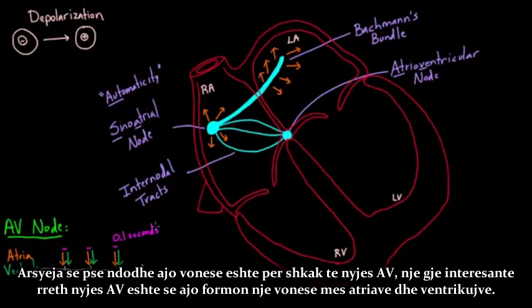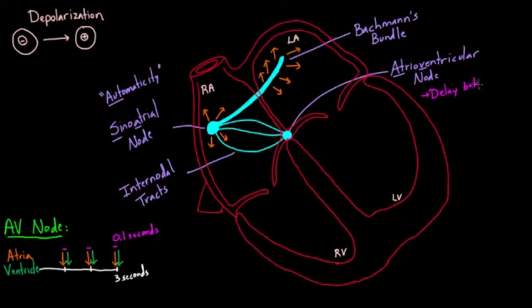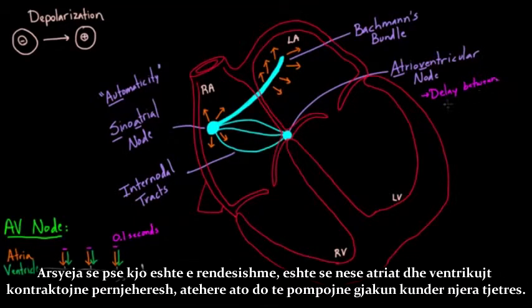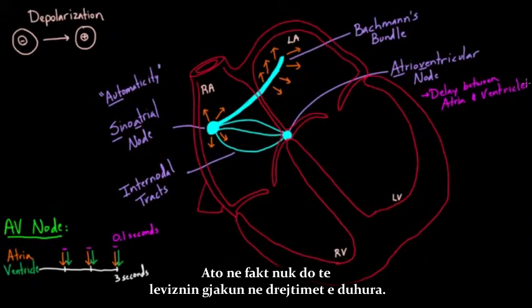So one of the interesting things about the AV node is that it creates a delay between the atria and the ventricles. So delay between atria and ventricles. And the reason that that's really important is that if the atria and the ventricles were contracting simultaneously, then they would be squeezing blood against each other. They would be doing work that wouldn't move the blood in the right direction.